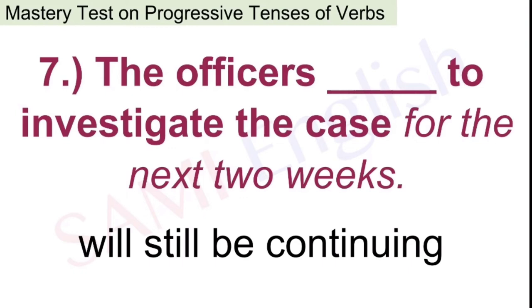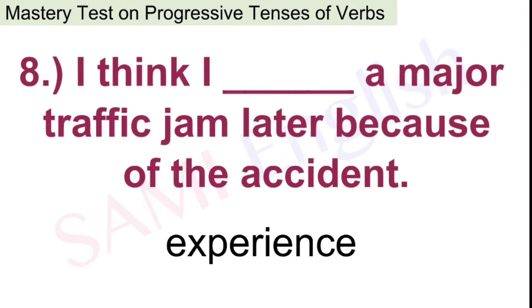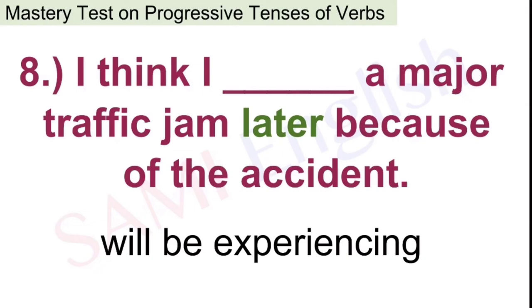Number 8, I think I blank a major traffic jam later because of the accident. The time indicator used is later, so that means the ongoing action will happen in the future, so we should use the future progressive tense of the verb. The answer is will be experiencing. I think I will be experiencing a major traffic jam later because of the accident.